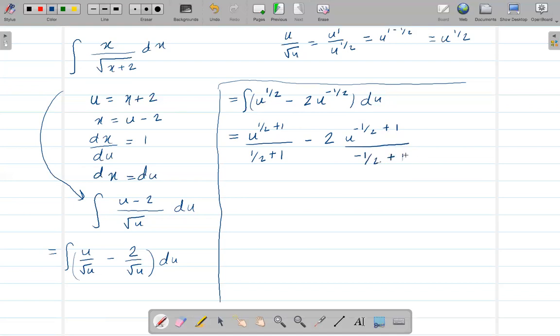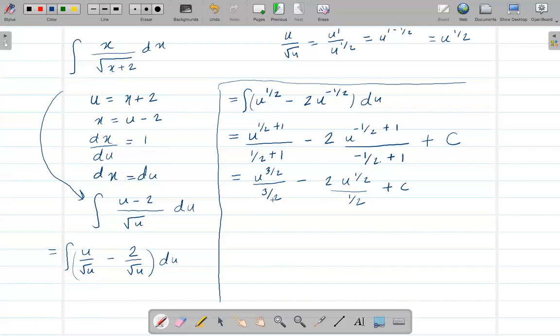All right, after you take the integration, please do not forget to write the constant. Now, on the top, 1/2 plus 1 is 3 over 2, over 3 over 2, minus u to the power negative 1/2 plus 1 is positive 1/2. And this is also positive 1/2, plus c.